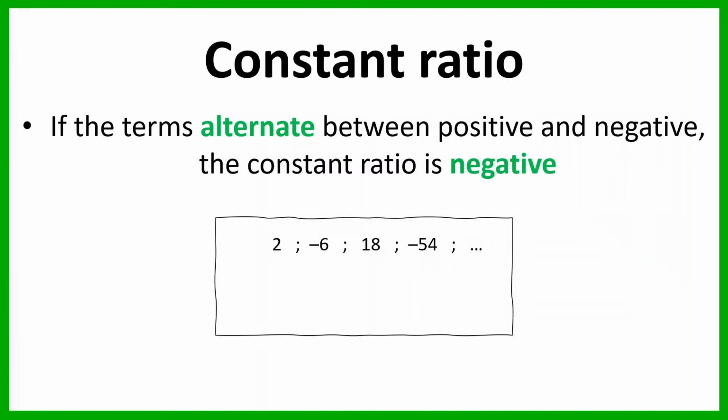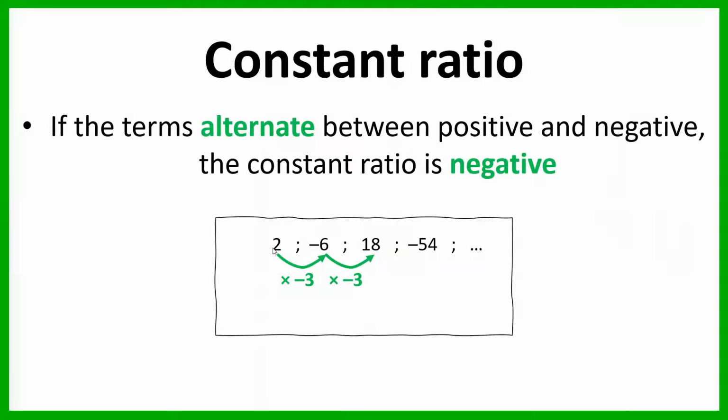Okay, so in this example over here, if I want to work out what my ratio is, I'm going to see what I must multiply 2 by to get -6. I need to multiply 2 by -3 to get -6. So over here, I multiply by -3. Now, if I multiply the second term by -3, I will get the third term, which is positive 18. Remember, when you multiply by a negative, it's going to change sign. That's why it's alternating between positive and negative.